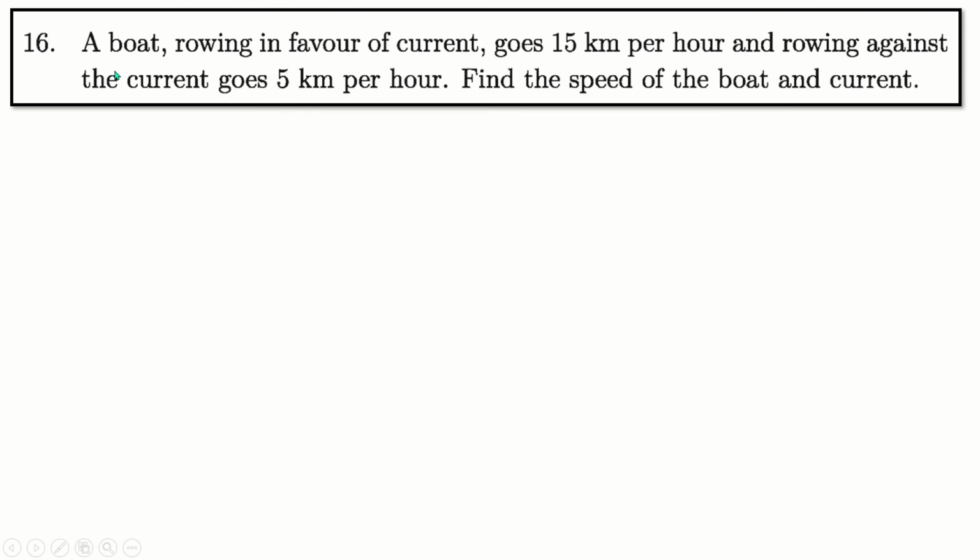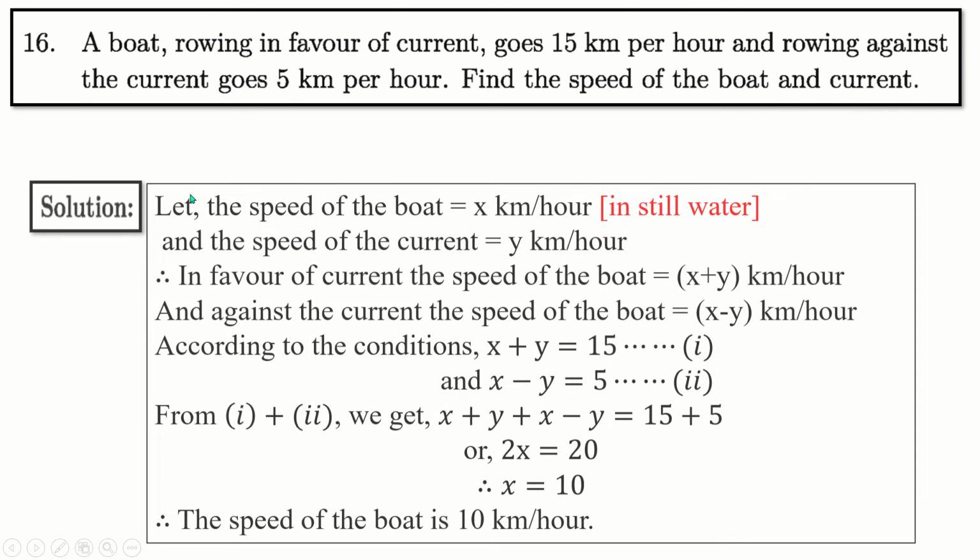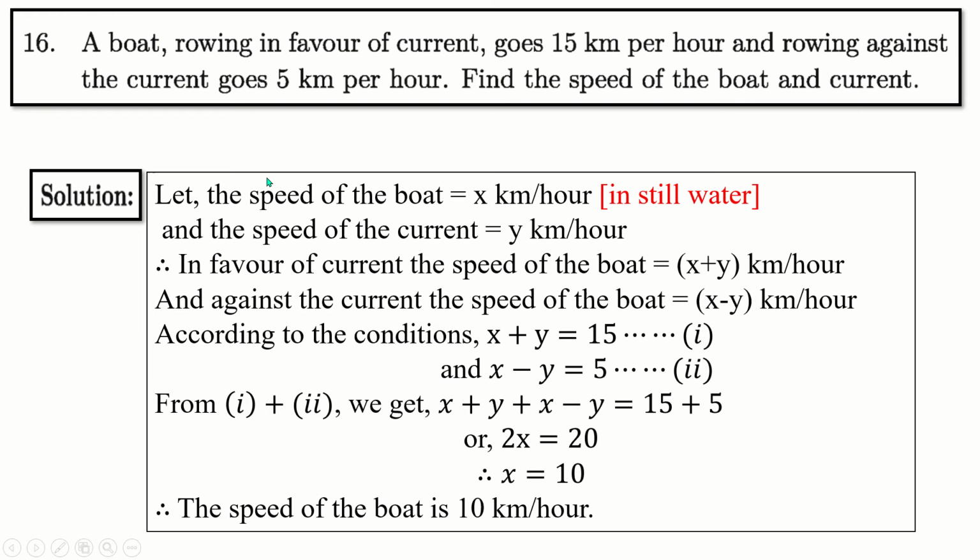16 number problem. Rowing in favor of the current, a boat goes 15 km per hour, and rowing against the current it goes 5 km per hour. Find the speed of the boat and the current. Solution: At first we have to let the speed of the boat, because we have to find the speed of the boat and the current. So the speed of the boat is x km per hour, that means in still water.